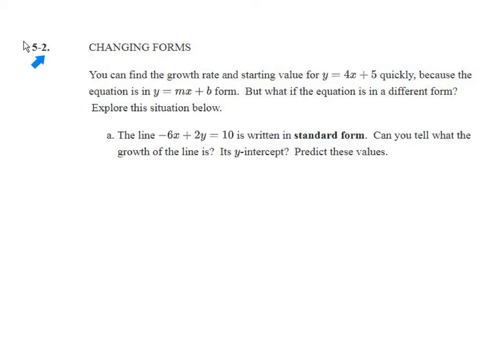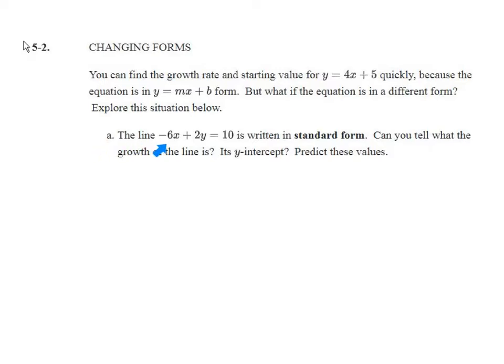We are going to start on problem 5-2, changing forms. You can find the growth rate and starting value for y equals 4x plus 5 quickly because the equation is in y equals mx plus b form. The growth rate, as a reminder, is 4, and the starting value is positive 5. But what if the equation is in a different form? Explore this situation below.